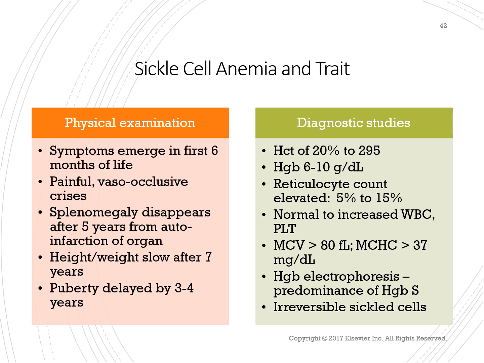Diagnostic studies, we may see a hematocrit of 20% to 29%. Hemoglobin of 6 to 10. Reticulocyte count is going to be elevated between 5 to 15%. Normal to increased white blood cells and platelets. MCV will be greater than 80. MCHC will be greater than 37. Hemoglobin electrophoresis, we're going to see a predominance of hemoglobin S, and these are going to be irreversible sickled cells.